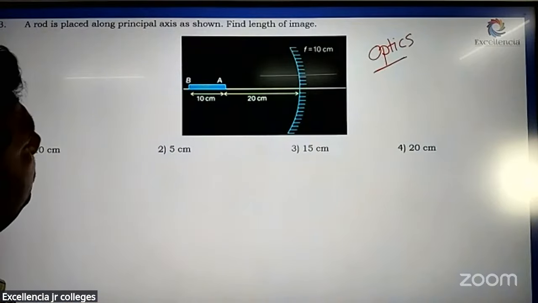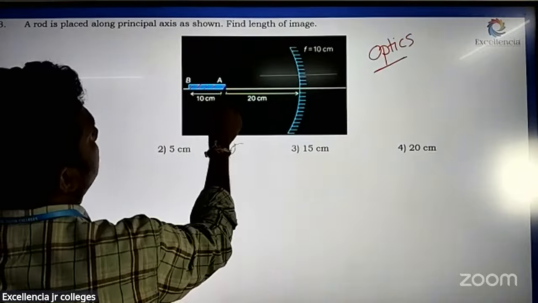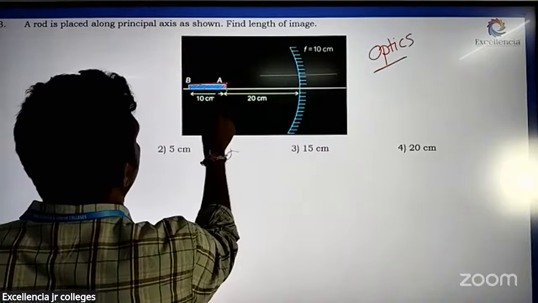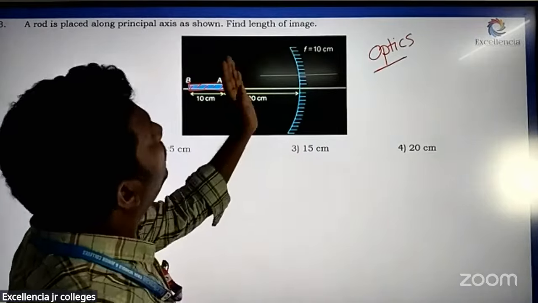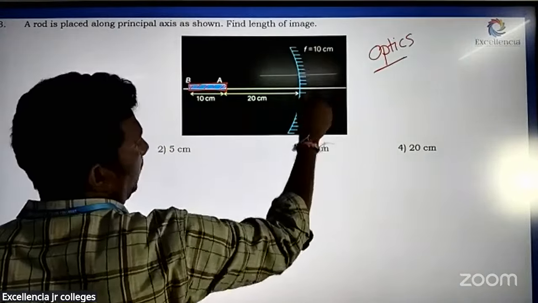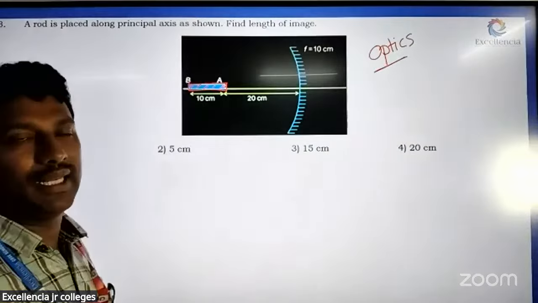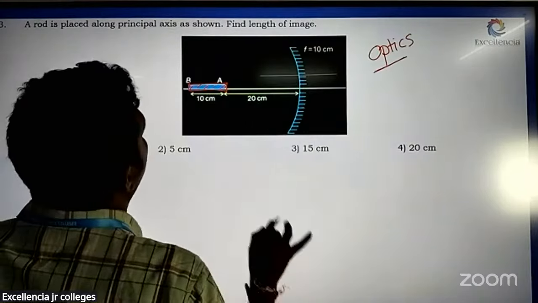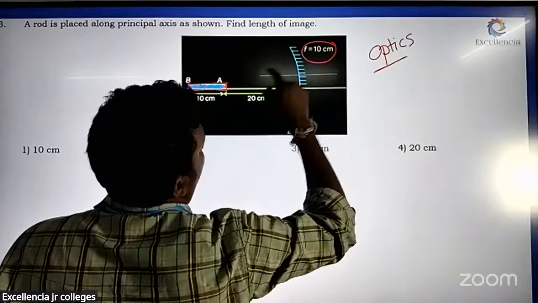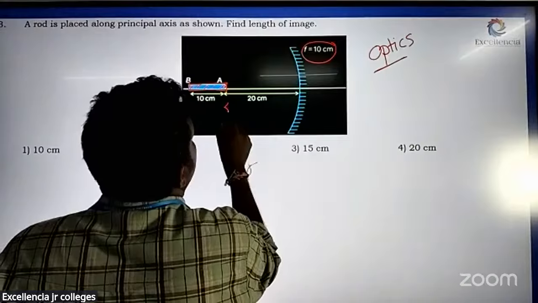If you see, students, here a rod AB is placed along the principal axis as shown in the figure. Find the length of the image. That means because of this mirror, the image is formed for this rod. Then what is its length? Simply, here you have to see the focal length of the mirror will be f, and this distance will be 20.